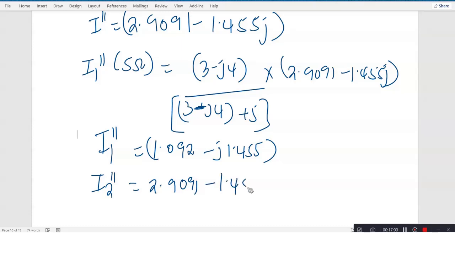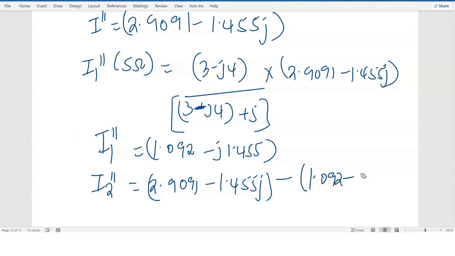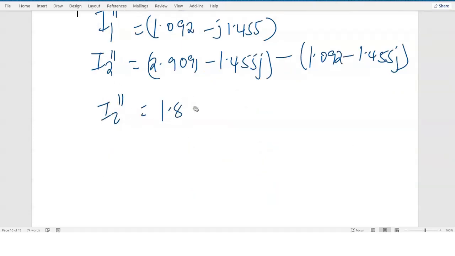Then obviously the other one would be this one: 2.9091 minus 1.455j, you take away 1.092 minus 1.455j. So the value I'm getting is 1.818. So I2 double prime is equal to 1.818.